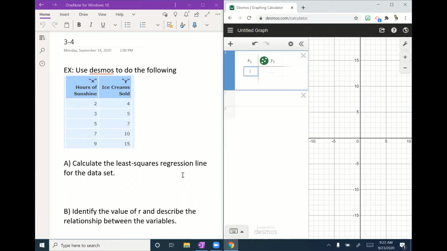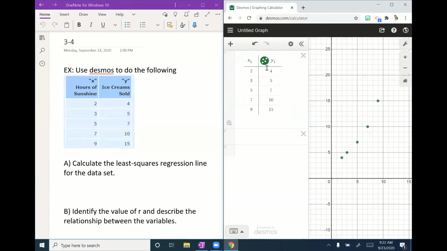So I'm using that plus sign and then the table. I'm going to type the X and Y values into X1, Y1. I'm just going to do the X values first. So I've got 2, 3, 5, 7, 9. And then for the Y values, 4, 5, 7, 10, and 15. These values are close, so I don't have to adjust the window very much the way that they do in the videos with the larger data sets.